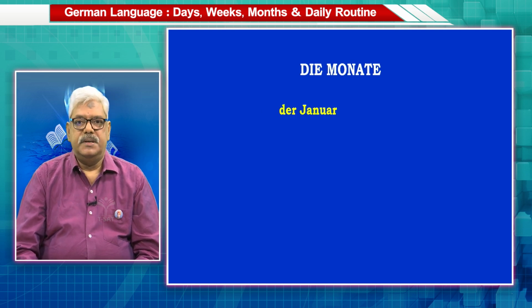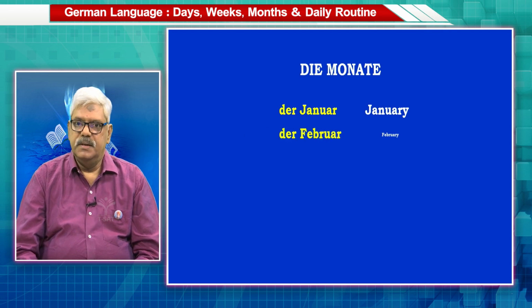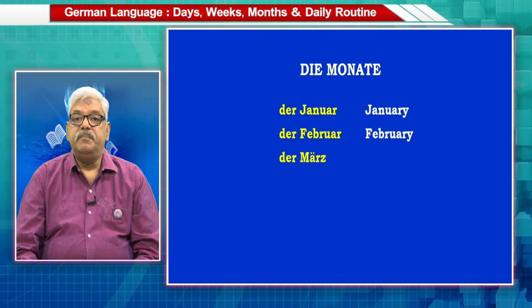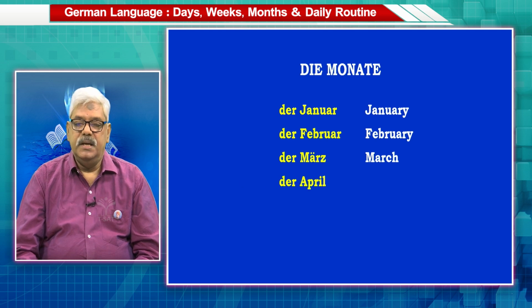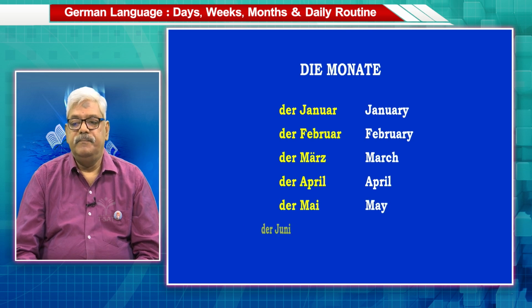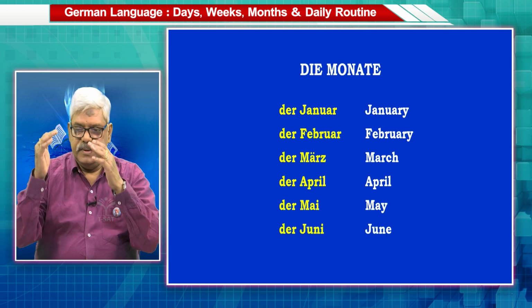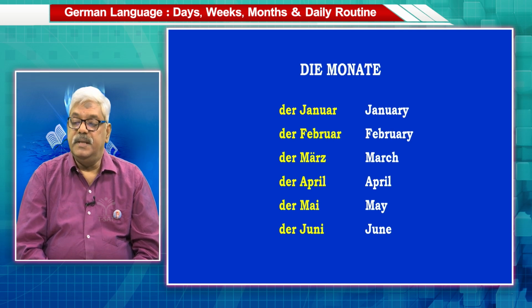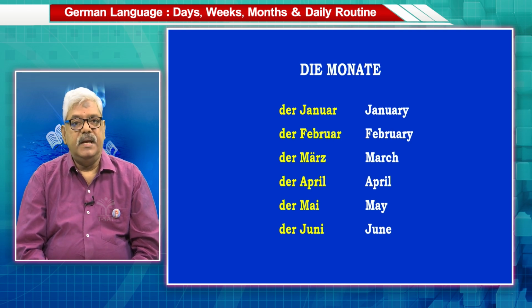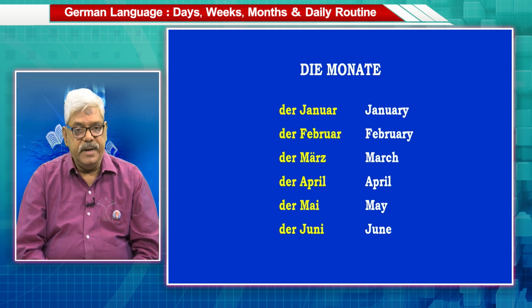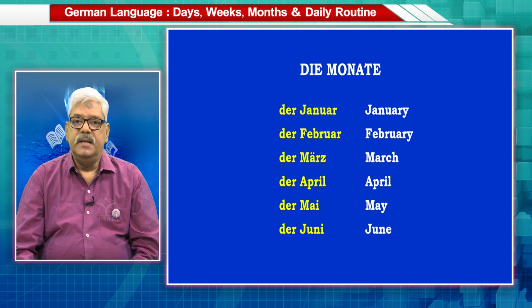Der Januar is January. Der Februar, February. Der März, March. Der April, April. Der Mai, May. Der Juni is June. So let us quickly see these once again. Der Januar, der Februar, der März, der April, der Mai, der Juni.